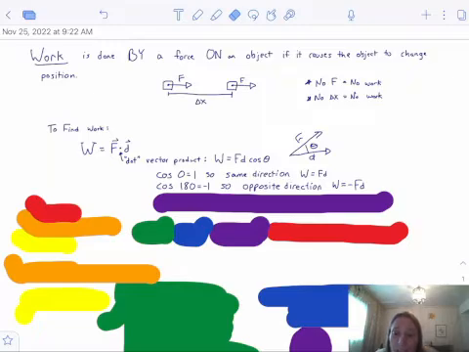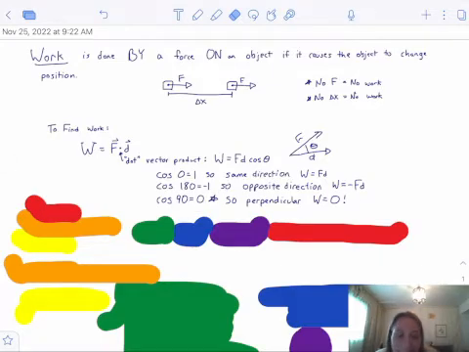If the cosine of 180 is negative 1, so if they're in opposite directions, then work equals negative force times distance. That just means that the work there is actually taking away from what the object is doing, which we'll understand a little bit more when we talk about the energy aspect of what work is doing. So that'll make sense in maybe the next lesson, we'll see.